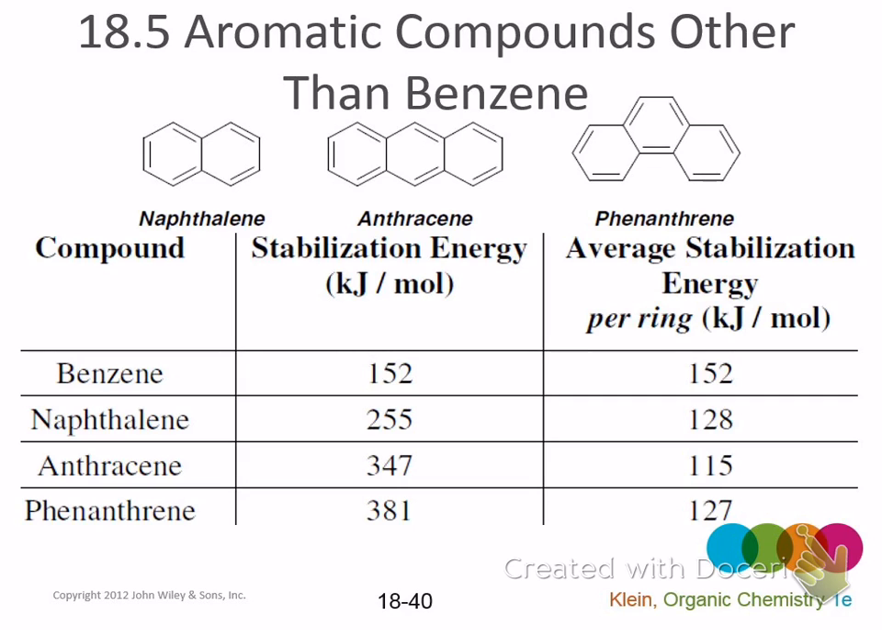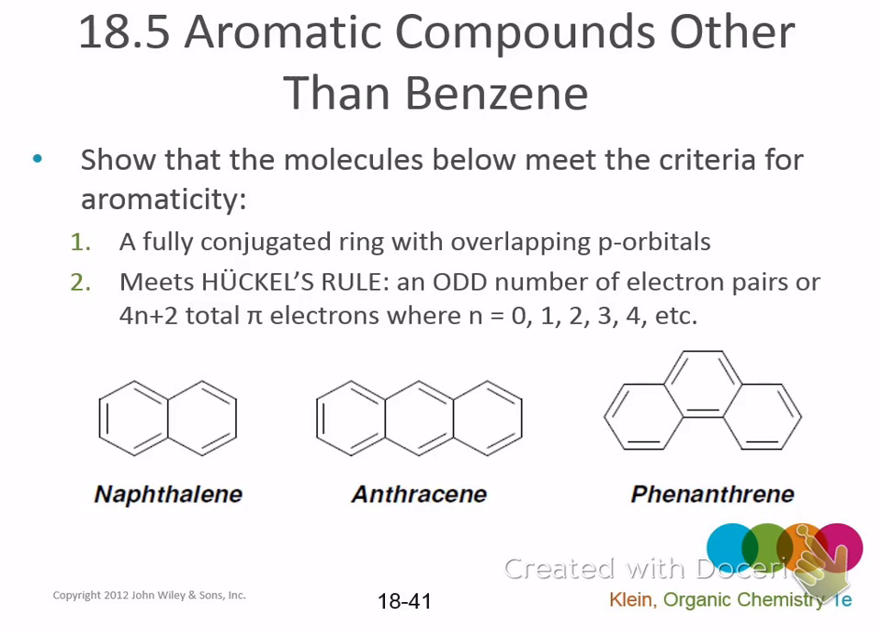Okay, so let's show how these things meet Huckel's rules, right? Fully conjugated for naphthalene. Every carbon is sp2 hybridized. How many electron pairs? 5, so it's aromatic. These rules work really well up to 3 rings. That's why they stop at 3 rings. And when you get to 4 rings, you can make them in ways where it's hard to tell that it's aromatic.